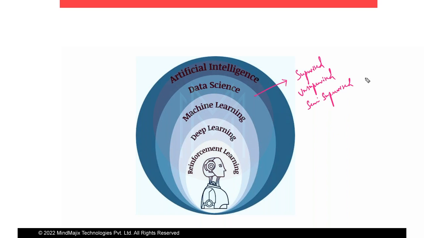Deep learning is a special branch of machine learning. It imitates the human brain in processing data and creating patterns for the use of decision making. Deep learning acts like the human brain, so it is called a deep neural network.